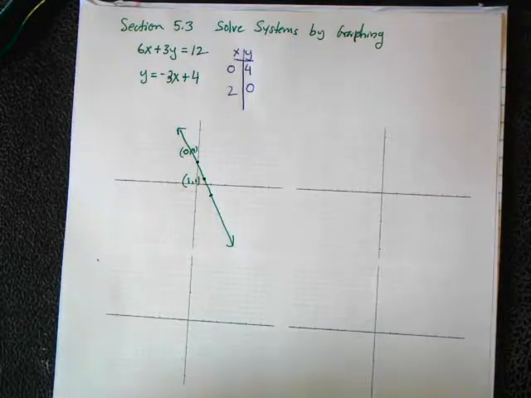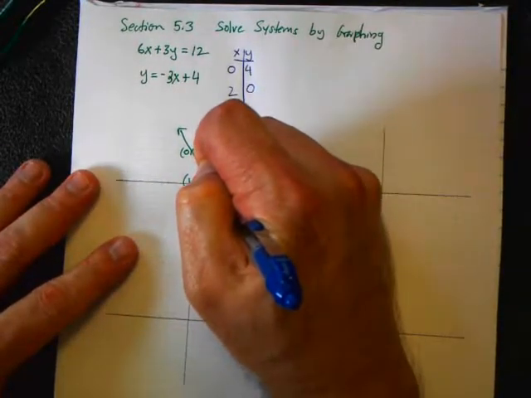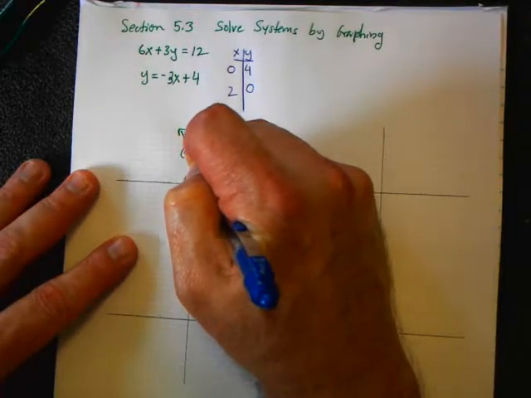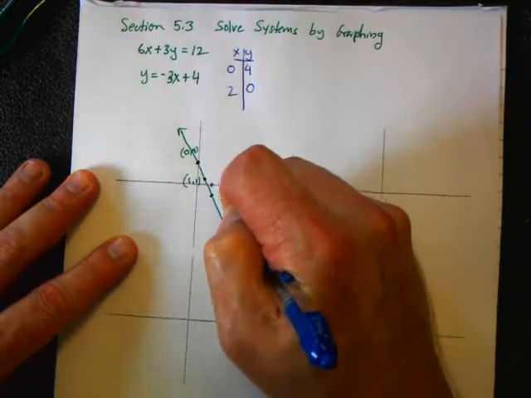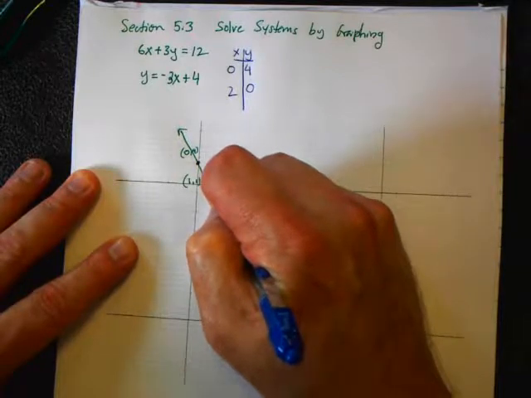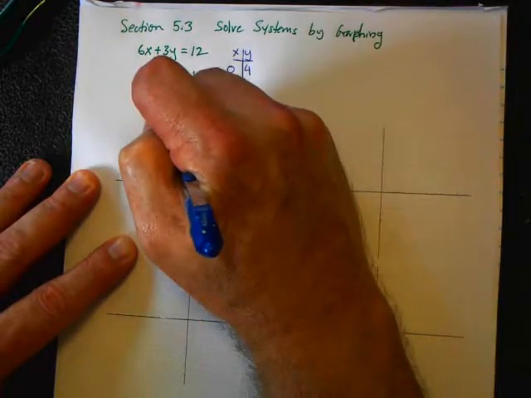Okay? All right, so I have (0, 4), which is right there, and I have (2, 0), which is right there. These lines are almost parallel, but not quite. They were pretty close.